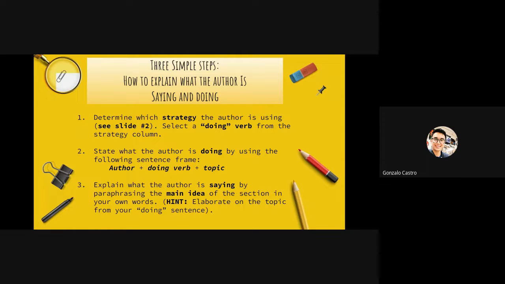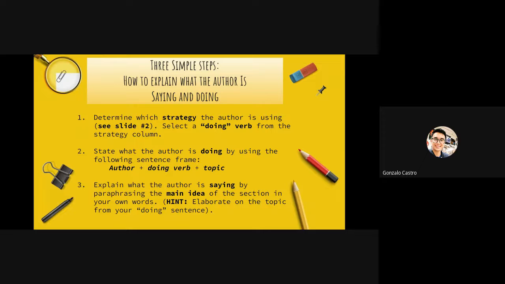And keep in mind that an author could be using more than one strategy at the same time. If you notice the author using more than one rhetorical strategy at the same time, that's okay. That just means you'll have more doing verbs to select from. The next step after you have selected your doing verb is to use this sentence frame that we see here, author plus doing verb plus topic, to come up with something called your doing sentence.